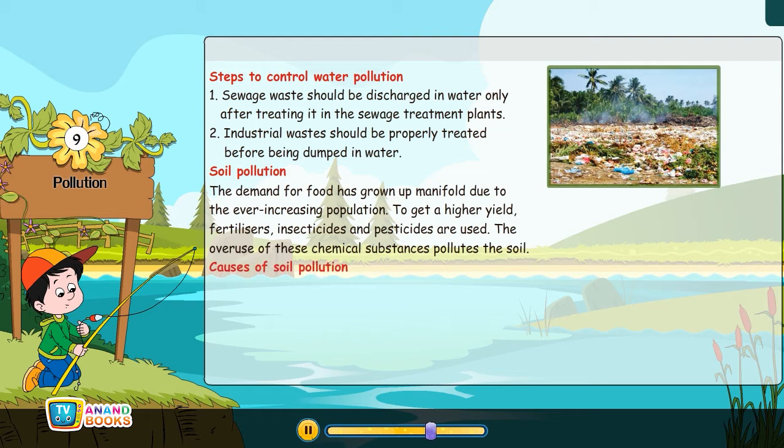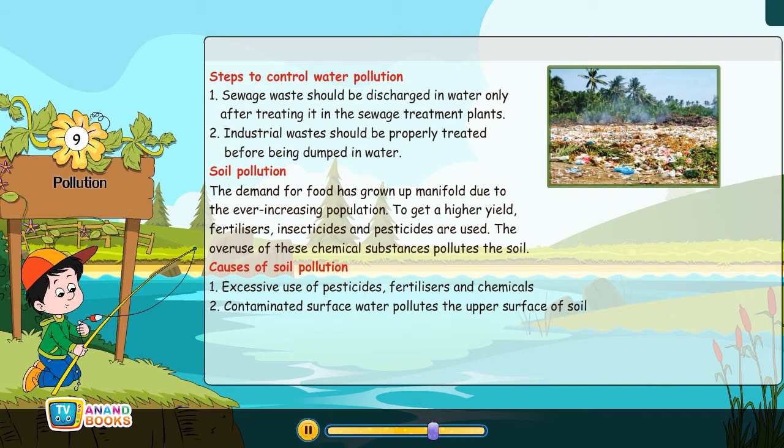Causes of soil pollution. Excessive use of pesticides, fertilizers, and chemicals. Contaminated surface water pollutes the upper surface of soil. Oil and fuel dumping on the soil. Waste from mines and landfills.